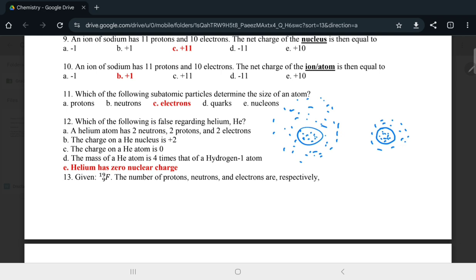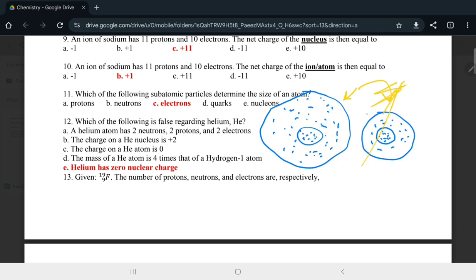Now, what we can do is draw a boundary around the atom. Which atom can you observe is bigger? Obviously this one, right? It's way bigger than this atom. So therefore, what can you say affects the size of an atom? The number of electrons. So the answer is C, the number of electrons.